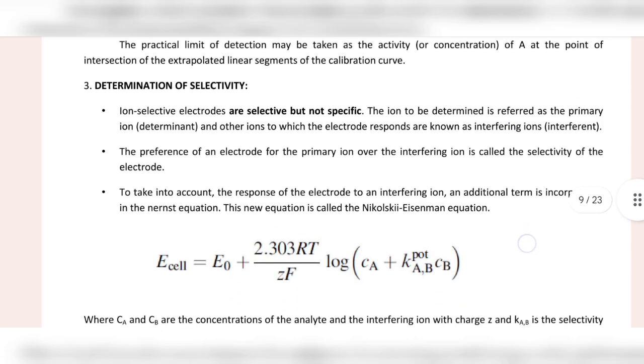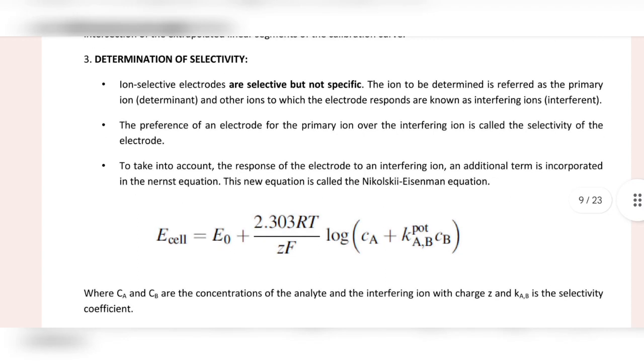Then the determination of selectivity. So first is sensitivity, then detection limit, and then the third point is determination of selectivity. The ion selective electrodes are selective but not specific. So they can selectively analyze or selectively determine a group of ions.